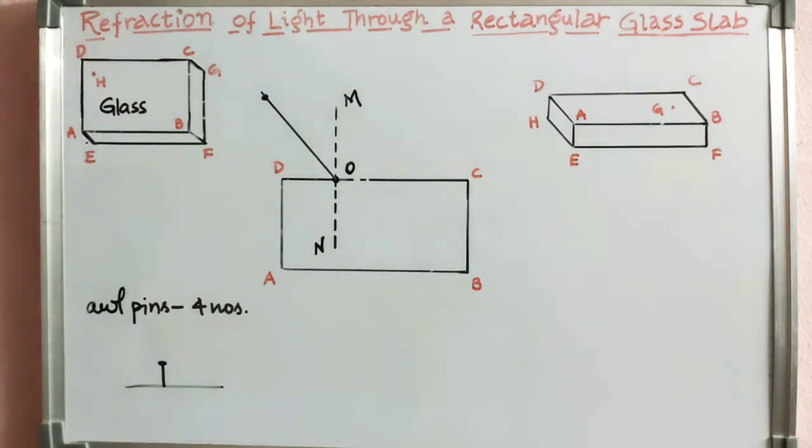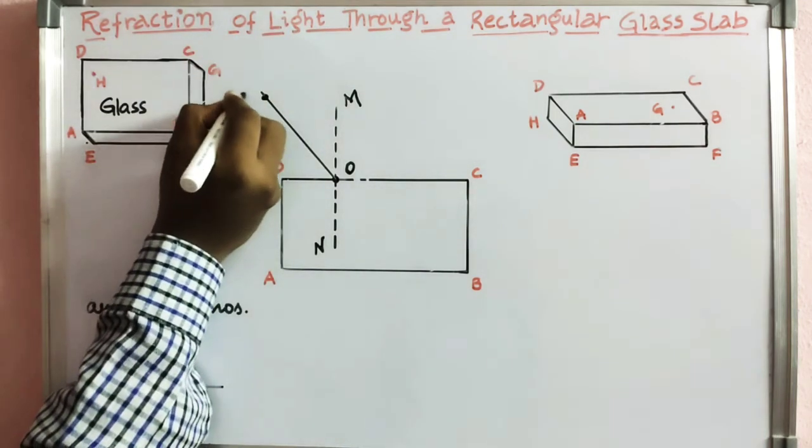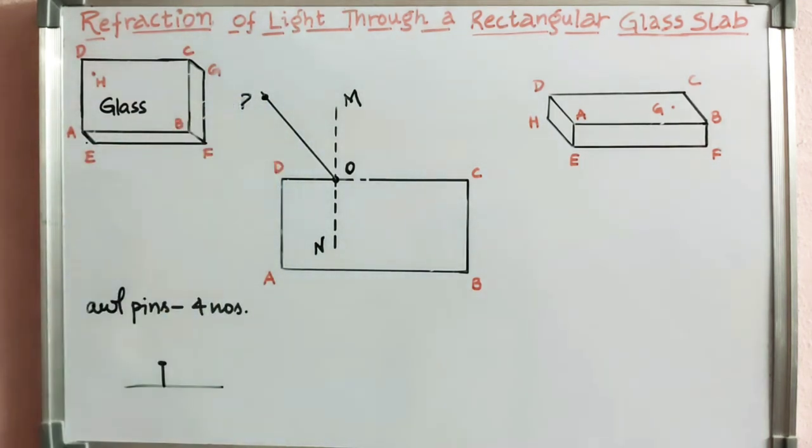Understood? So I have taken pin 1 and I have placed it here. Let me call that pin P. So pin P I have pierced on the line, right? On this line which I have drawn.